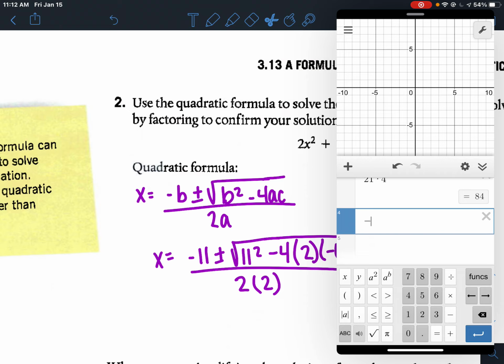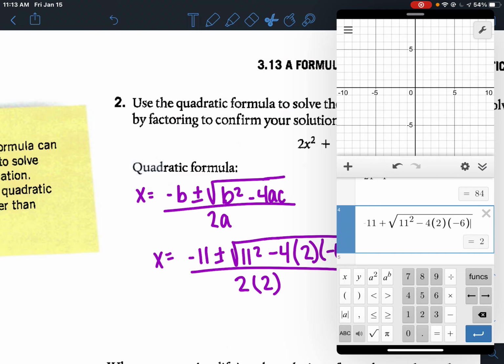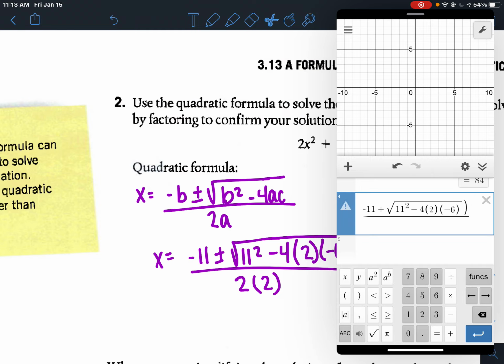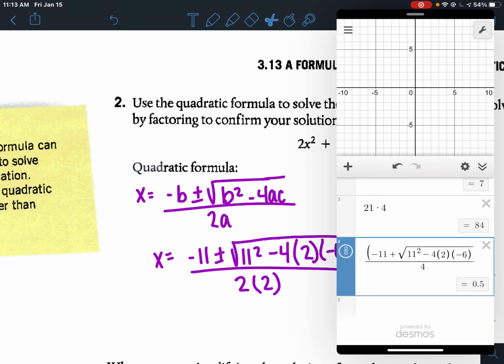Okay, bear with me. Negative 11 divided by, there we go, 4. All right, 0.5, let's do that as a fraction, 1/2.